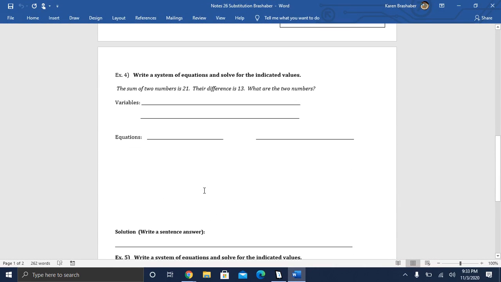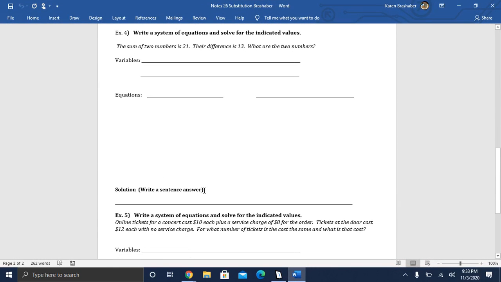Okay, I'd like for you to move on to example number 4. And in this example, we have a word problem. So we're going to try to follow a little procedure for solving word problems. First, read the problem. The sum of two numbers is 21. Their difference is 13. What are the two numbers?